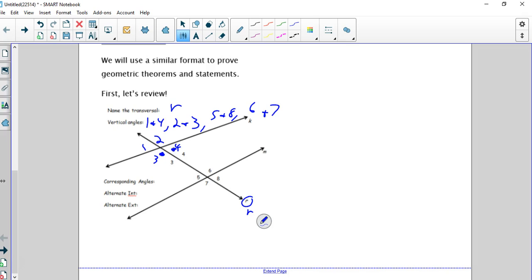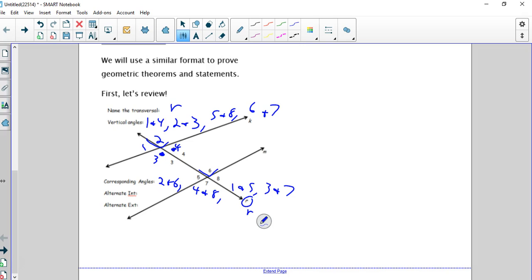Corresponding angles, remember, 1 inside, 1 outside. So that's going to be 2 and 6. 2 is outside, 6 is inside. 4 and 8. 4 is inside, 8 is outside. 1 and 5. 1 is outside, 5 is inside. And 3 and 7. 3 is inside, 7 is outside.